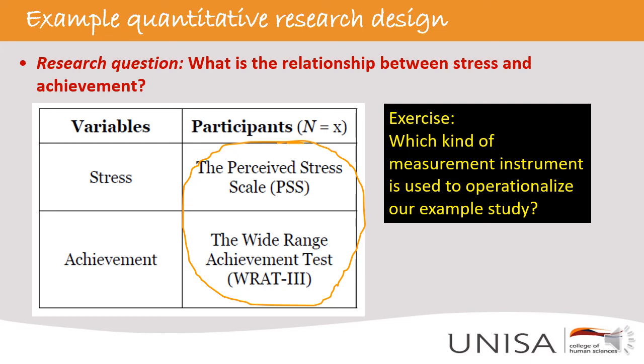Another detail that needs to be worked out at this point in the research design is how we are going to collect the data. In other words, what instruments are we going to use to operationalize the variables in our study? It seems that there are standardized measurements that we can use to assess stress and achievement. To measure stress, we can use the perceived stress scale, and to measure achievement, we can use the wide range achievement test.